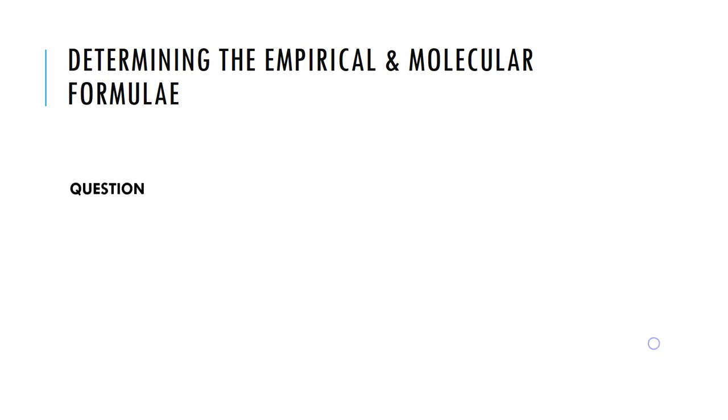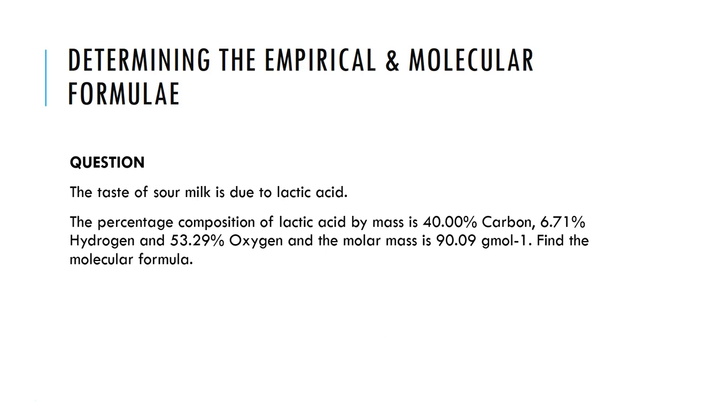So let's have another question. The taste of sour milk is due to lactic acid. The percentage composition of lactic acid by mass is 40% carbon, 6.71% hydrogen, and 53.29% oxygen. And the molar mass is 90.09 grams per mole. Find the molecular formula. I can't find the molecular formula until I find the empirical formula, and I can find the empirical formula from my percentage composition.